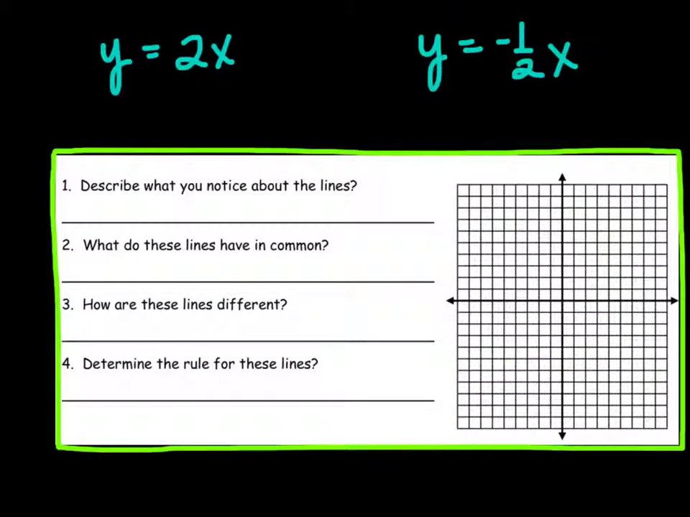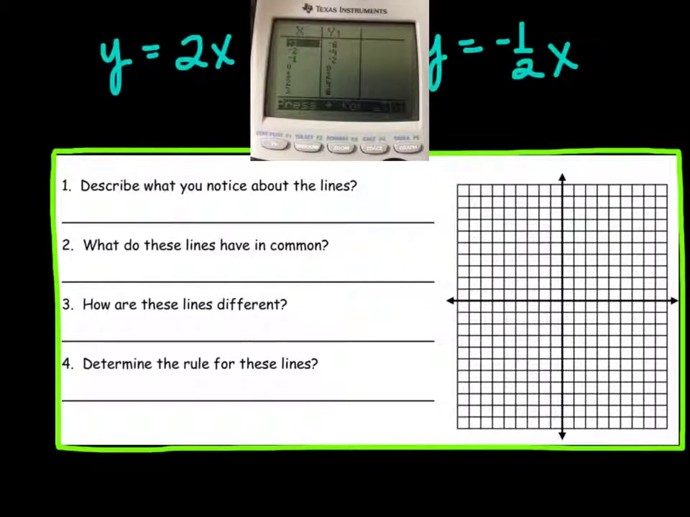Okay, so let's check out this second group of equations. In this one, we have y equals 2x and y equals negative 1/2 x. So remember, we already graphed y equals 2x. I could again plug this in on my graphing calculator and look at the points in my table. So if I plug it into my calculator, these are the set of points that I get from my table. So let's go ahead and plot these points.